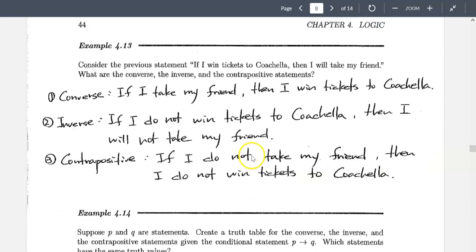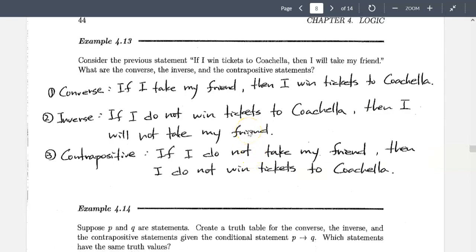All right, so let's look at the same sentence again. Consider the same sentence: if I win tickets to Coachella, then I'll take my friends. Let's learn how to write converse, inverse, and contrapositive statements. The converse will sound like this: if I take my friends, then I win tickets to Coachella. The inverse will say, if I do not win tickets to Coachella, then I will not take my friends. And the contrapositive will say, if I do not take my friends, then I do not win tickets to Coachella.